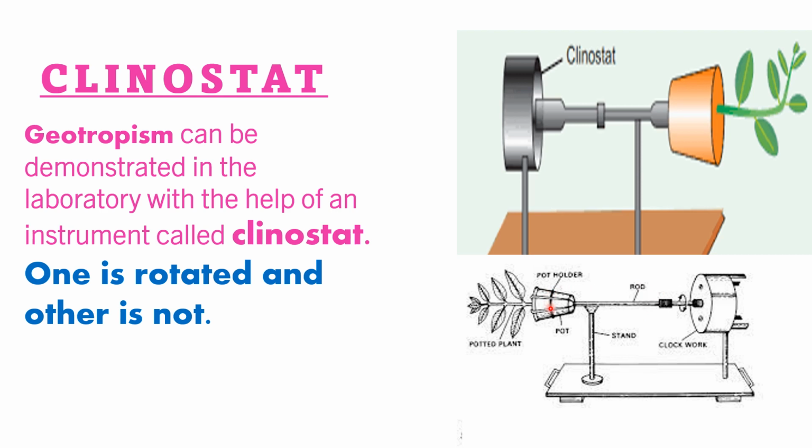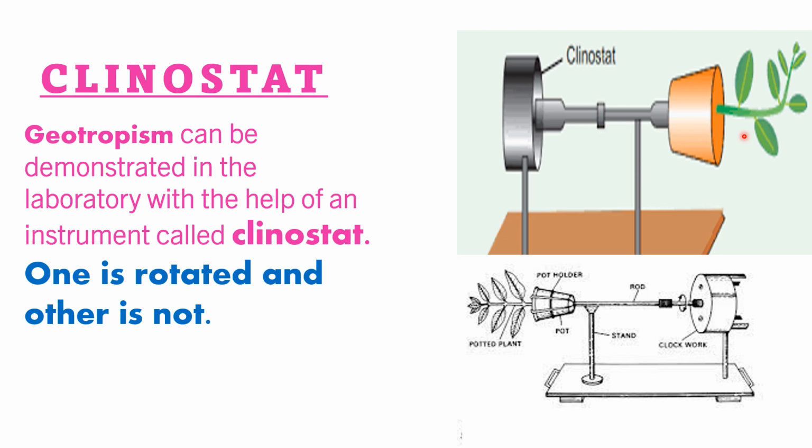Then after a few days, what can you observe? You will see that the shoot of the stationary clinostat shows negative geotropism. Which is the stationary clinostat? First one, right? Then shoots show negative geotropism and roots show positive geotropism.